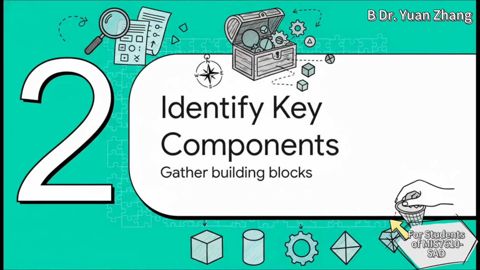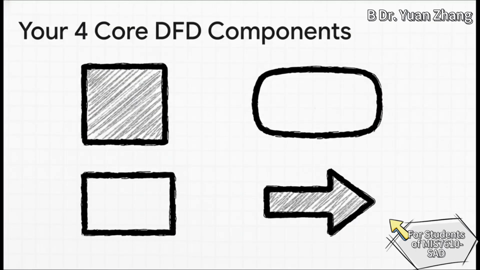Okay, so before we can even think about drawing anything, we need to gather our building blocks. This is probably the most important step. You have to carefully read through your requirements document and start identifying the key components of the system. We're basically going on a scavenger hunt for 4 very specific things. And here they are. These are the only 4 pieces you need.